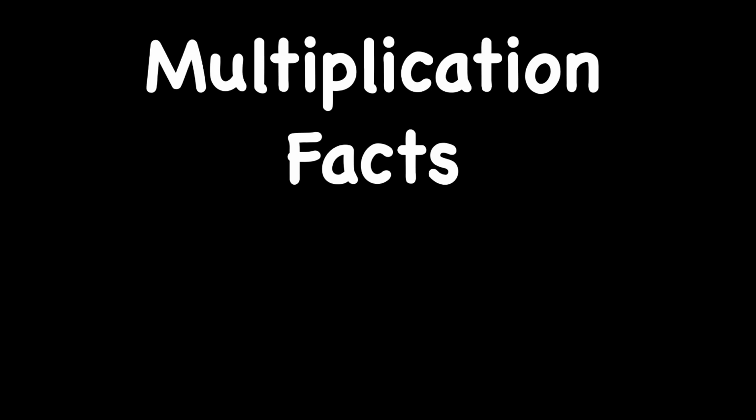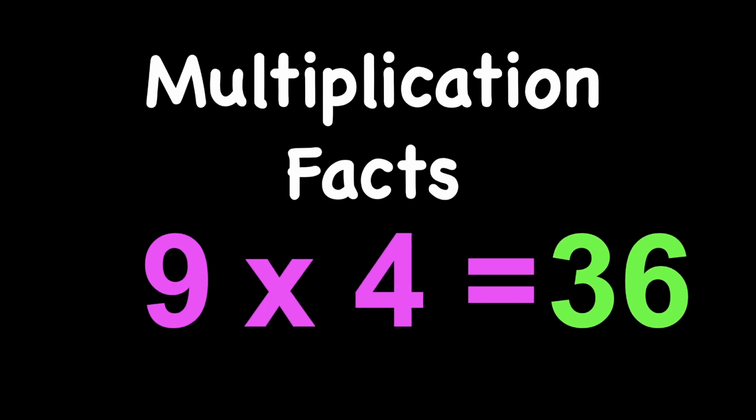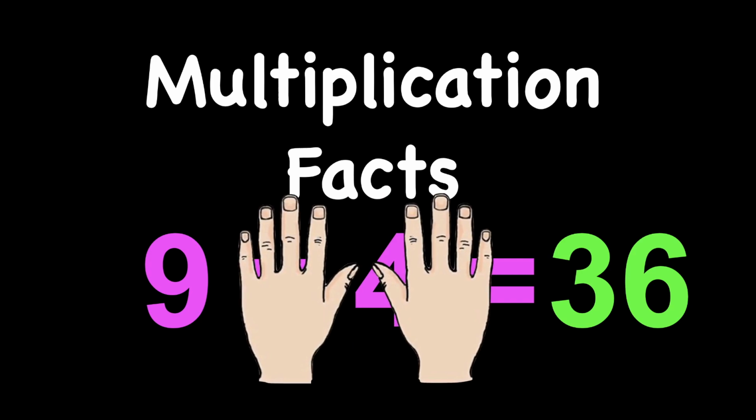Hey kids, today we will practice multiplication facts for 9. You want to be able to know all of your 9 facts by memory. For example, 9 times 4 equals 36. And a great way to do this is to use a clever way of counting 9 facts using your fingers.